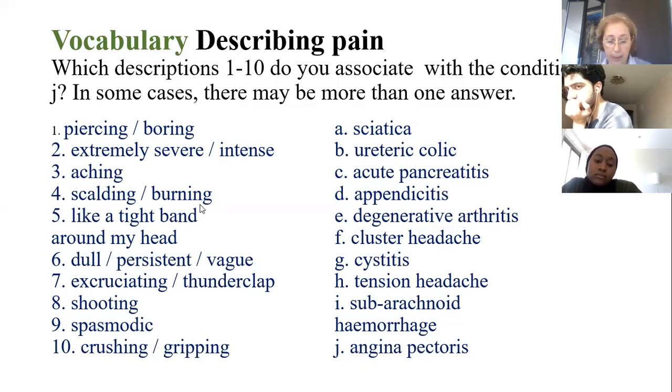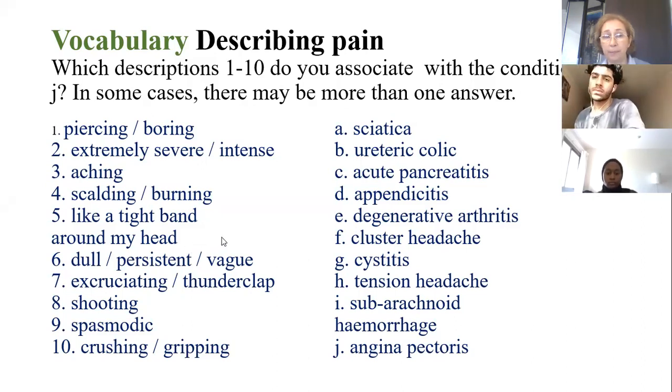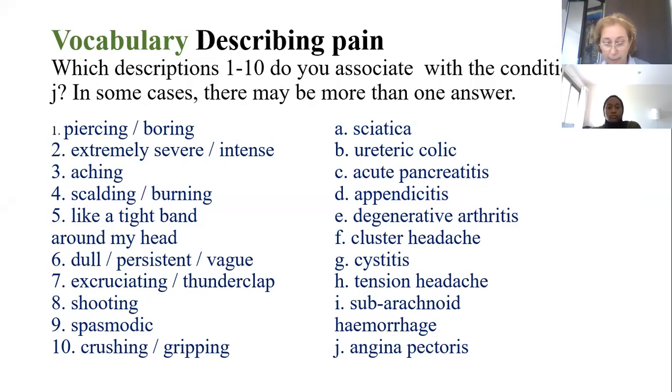So scalding or burning pain. Pancreatitis. Oh, yeah. So it can be acute pancreatitis, or also what is the pain which is located at the bottom of the stomach? Cystitis. Cystitis also. Okay, then number 5 is like a tight band around my head. Of course, this is about the headaches, tension headache.